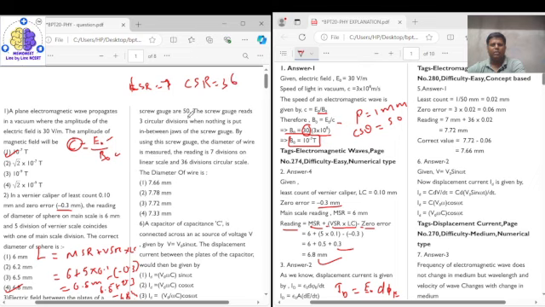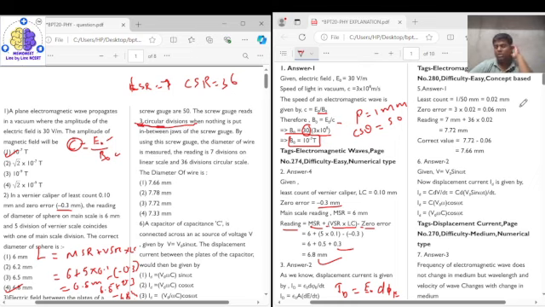So in the beginning, they said that the screw gauge reads 3 circular scale divisions. This shows the zero error, right? Because there is some zero error. The zero error will be equal to the number of divisions into least count, and this zero error will be subtracted from the main reading.